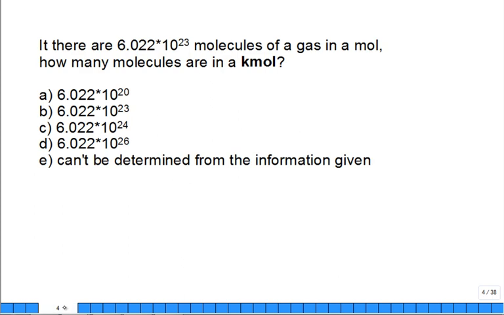If there are 6.022 times 10 to the 23 molecules of a gas in a mole, how many molecules are in a kilomole? We just did that. See how easy life is?